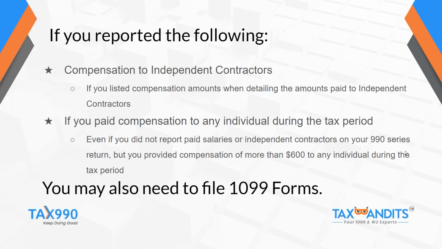You may need to file 1099 forms if you listed compensation amounts when detailing the amounts paid to independent contractors. This may be someone hired to do manual labor or provide a service. Even if you did not report paid salaries or independent contractors on your 990 series return, but you provided compensation of more than $600 to any individual during the tax period, you may need to file a compensation form for those individuals. Knowing that information, I'm going to turn it over to Christina so she can explain the details of filing the W-2 and 1099 form.